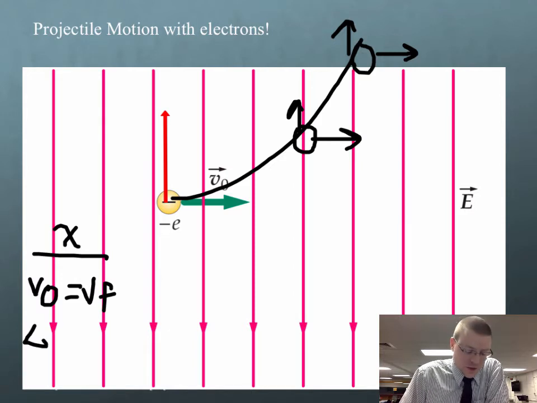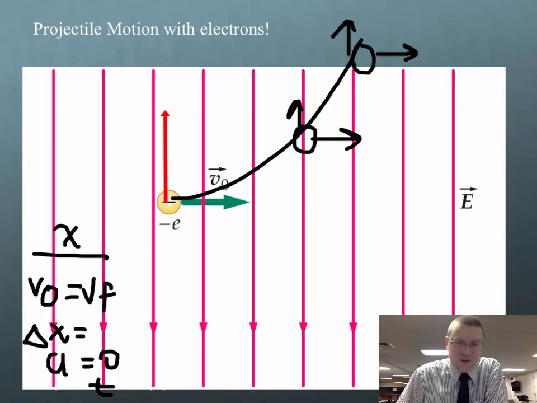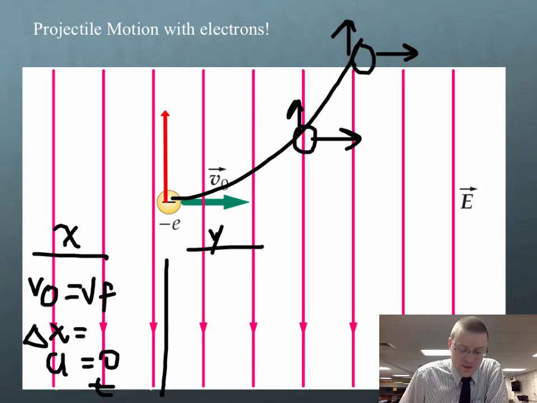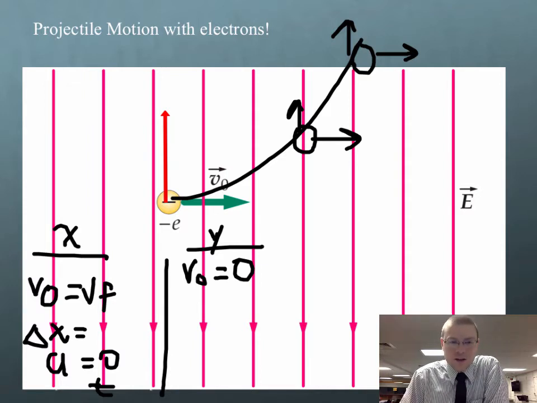constant. The displacement is just how far you travel in the x direction. The acceleration in the x direction is 0, and it's going to take some time to pass from one side to the other. Vertically, in that y direction, the initial velocity we could say is 0. It hasn't moved up or down yet as it's entering this field. The final velocity is an unknown.